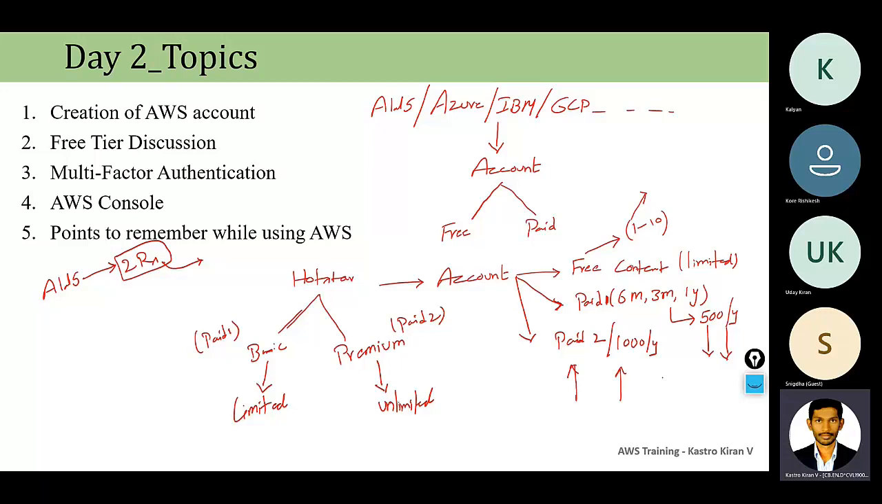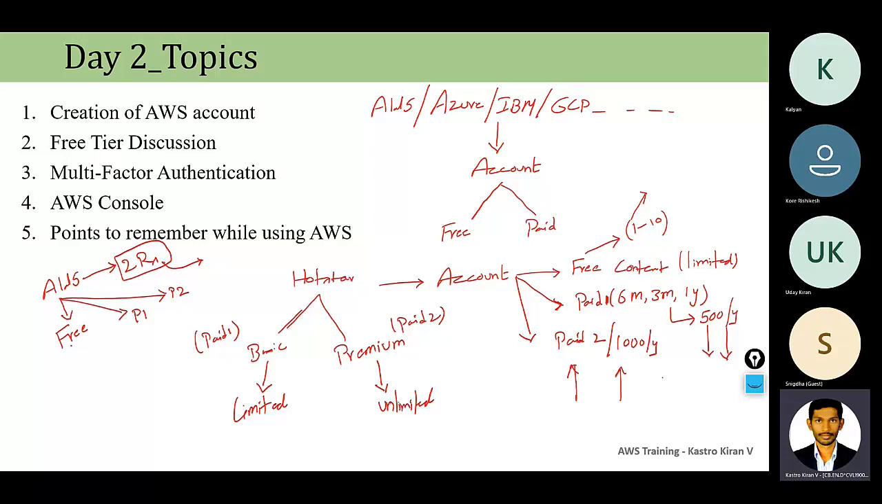What I mean to say here is that whatever services are offered by AWS, you can take the services on a free basis. That's one way. And you have another two ways, which I'm calling premium 1 and premium 2. These are the three options.